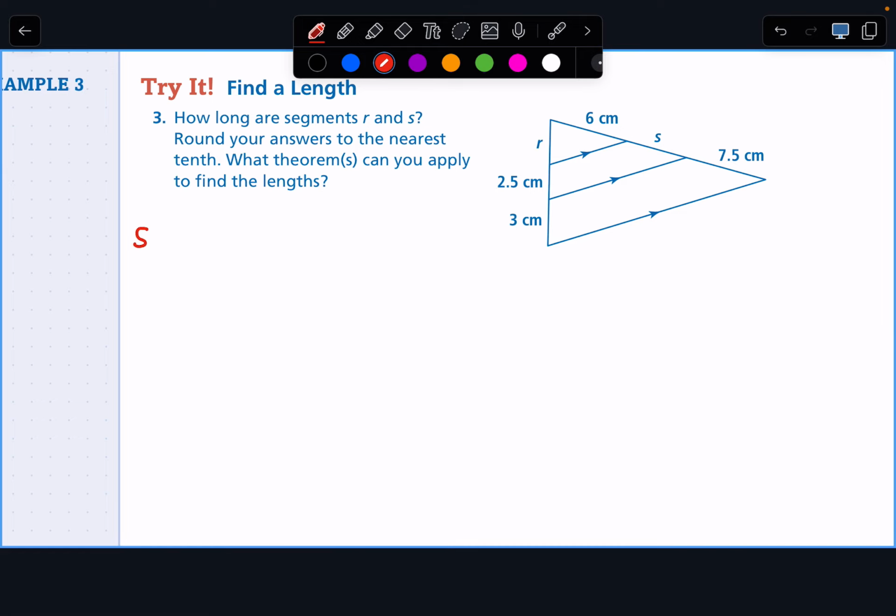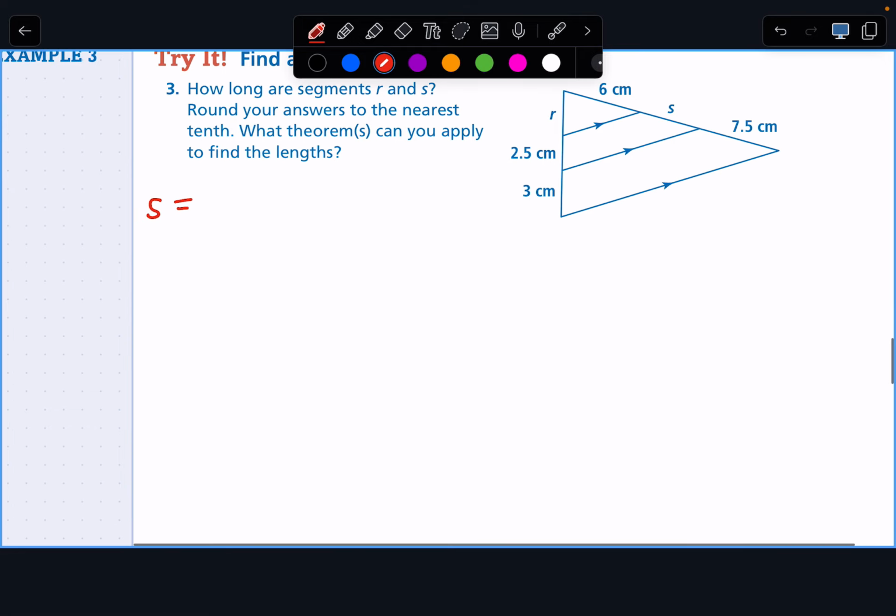Okay, it is your job to find S and then R. Why am I saying find S first? You know how easy that is? Then do it. Oh, wait. You need S to find R, so do it.